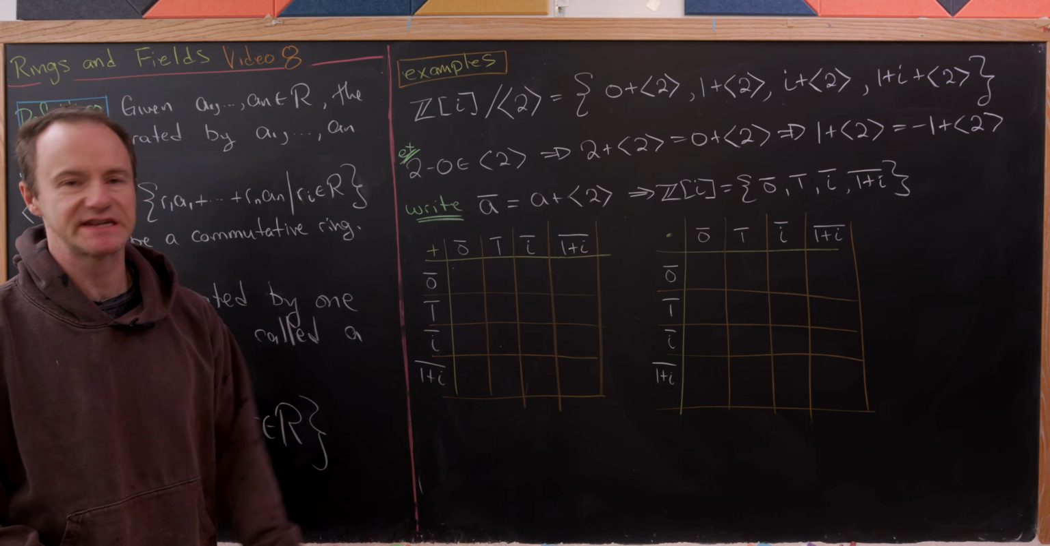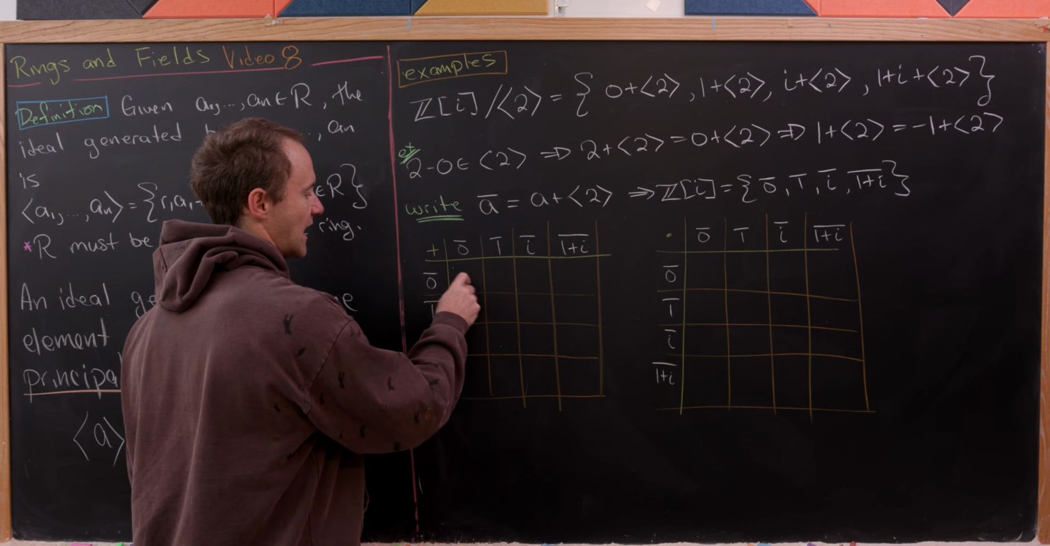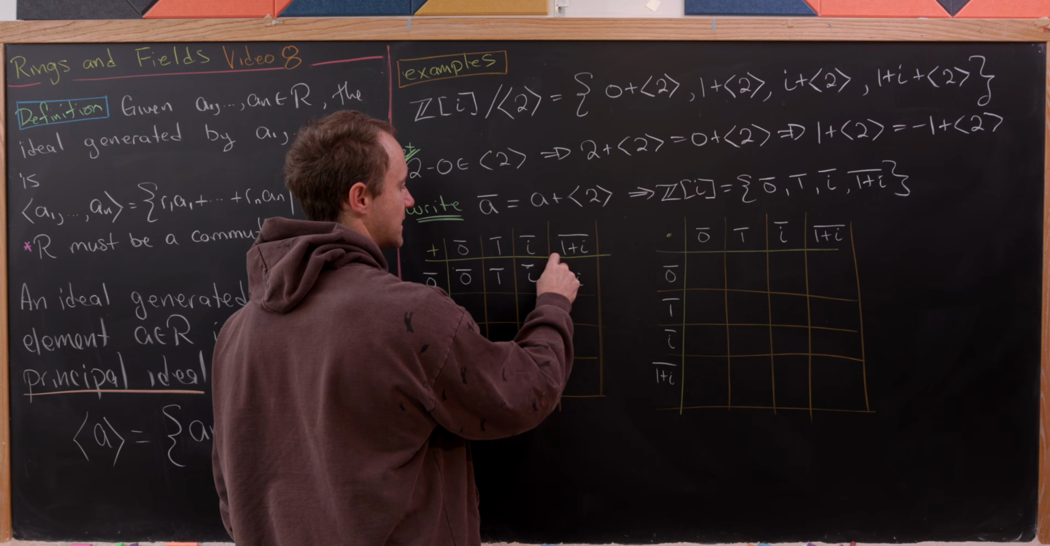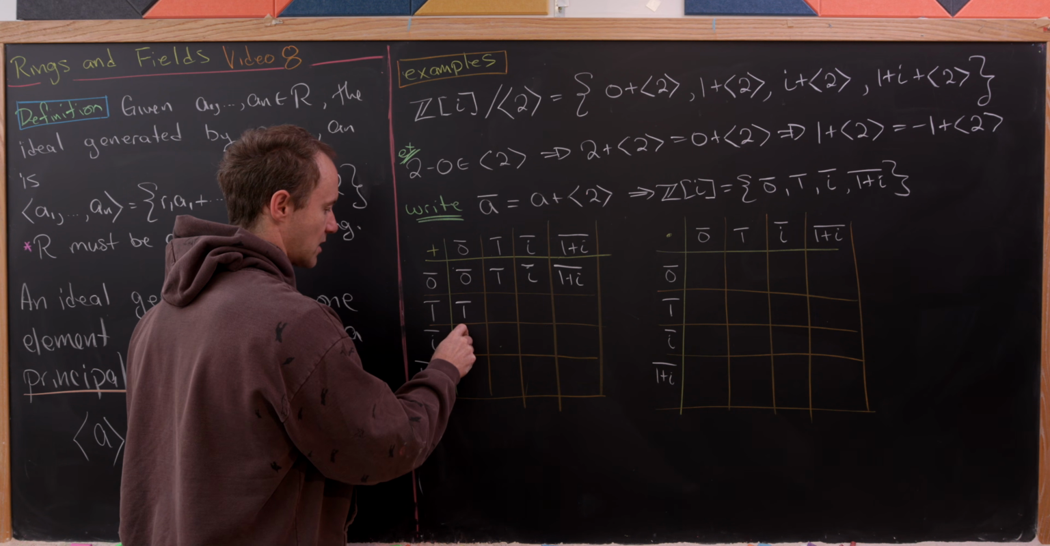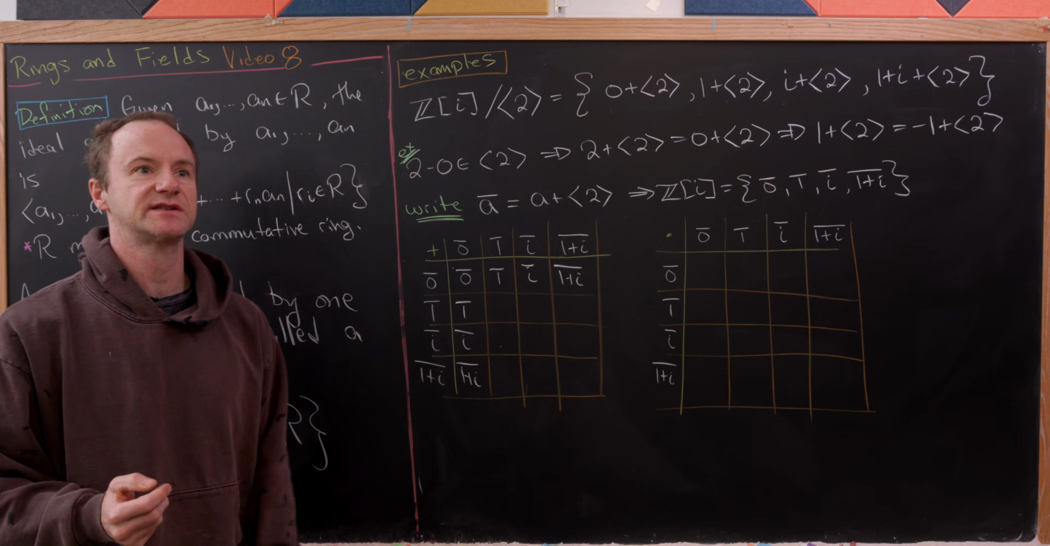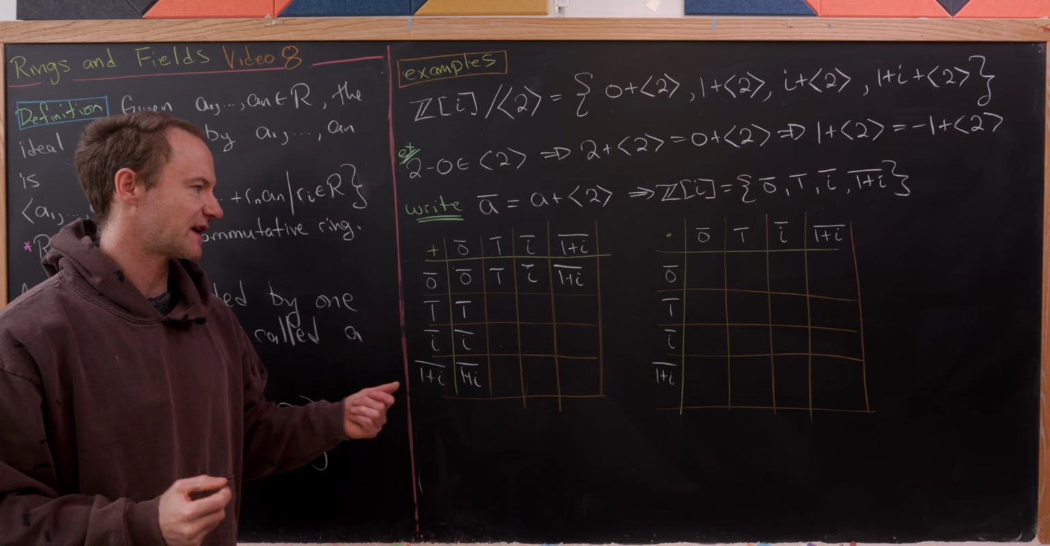So let's fill in the addition table first. I think adding 0, there's not really much going on here, so I'm just going to do that quickly. So there we've got our addition by 0. Of course, 0 bar, if you will, is the additive identity, so that doesn't change anything.